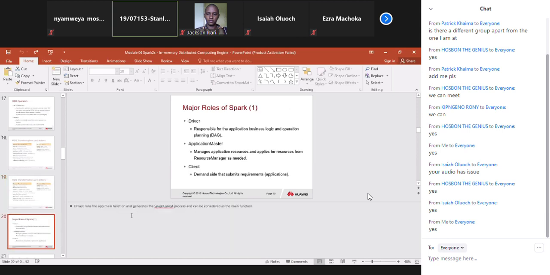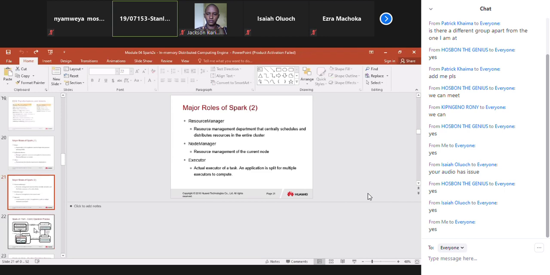Major roles of Spark. Number one, driver. You see something we call driver. We have application master and client. Now, a driver is responsible for application business logic and operation planning. Then we have application master, which manages application resources and applies for resources from the resource manager as needed. Then we have the client, the demand side, that must submit requirements. So those are some of the roles.